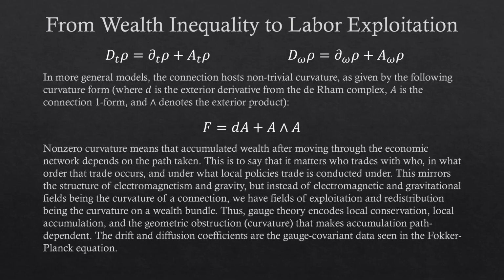This mirrors the structure of electromagnetism and gravity, but instead of electromagnetic and gravitational fields being the curvature of a connection, we have fields of exploitation and redistribution being the curvature on a wealth bundle. Thus, gauge theory encodes local conservation, local accumulation, and the geometric obstruction, or otherwise the curvature, that makes accumulation path-dependent. The drift and diffusion coefficients are then the gauge covariant data seen in the Fokker-Planck equation from earlier.